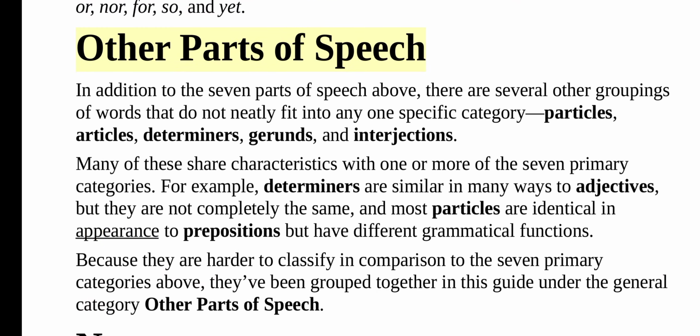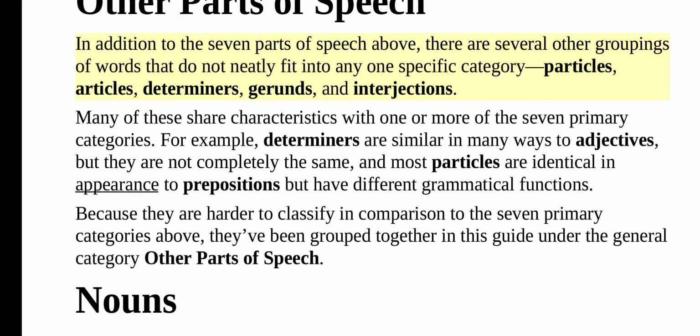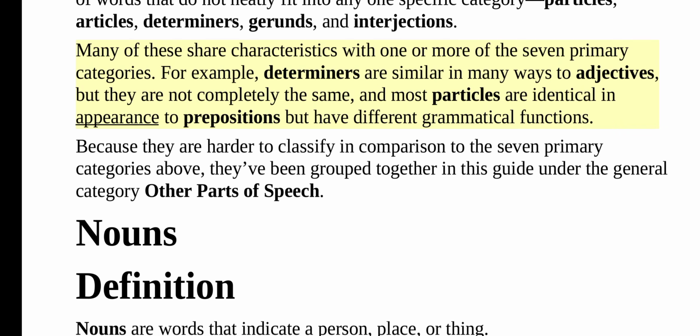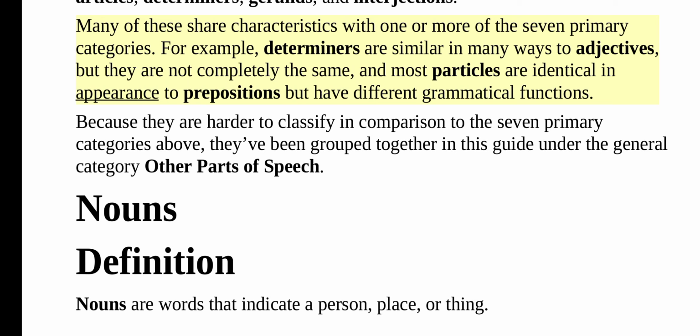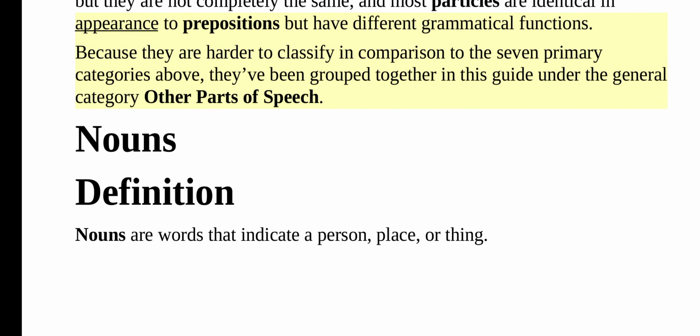Other parts of speech. In addition to the 7 parts of speech above, there are several other groupings of words that do not neatly fit into any one specific category: particles, articles, determiners, gerunds, and interjections. Many of these share characteristics with one or more of the 7 primary categories. For example, determiners are similar in many ways to adjectives, but they are not completely the same, and most particles are identical in appearance to prepositions but have different grammatical functions. Because they are harder to classify in comparison to the 7 primary categories above, they've been grouped together in this guide under the general category Other Parts of Speech.